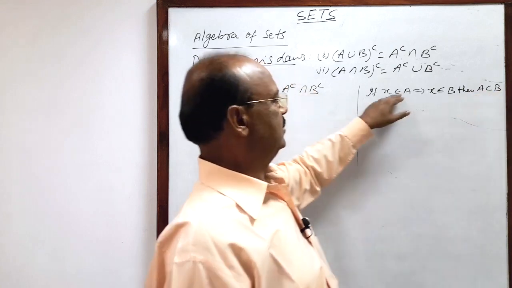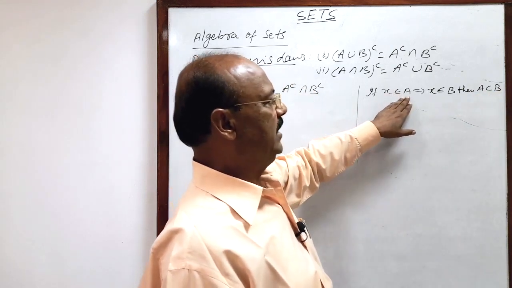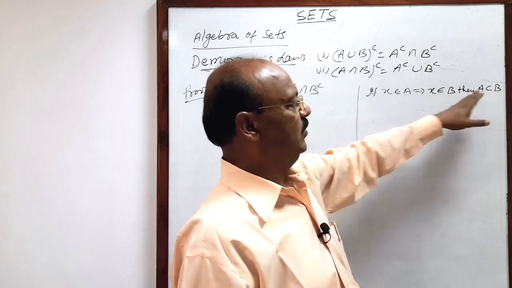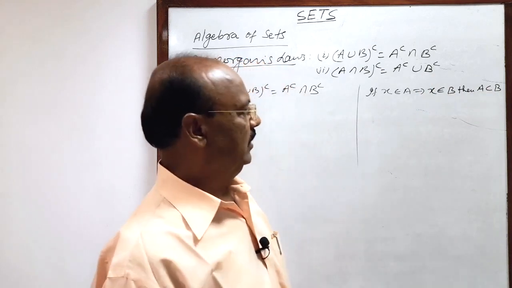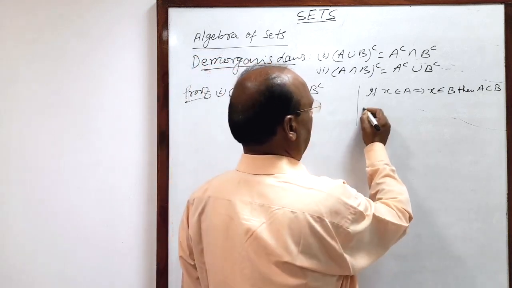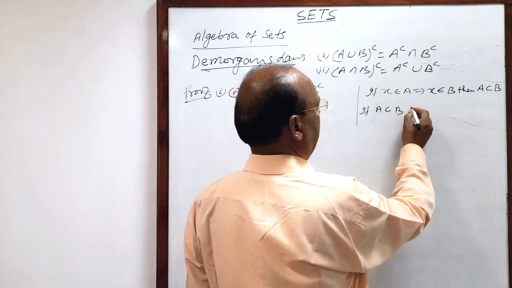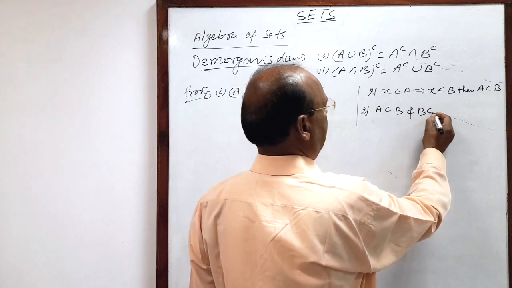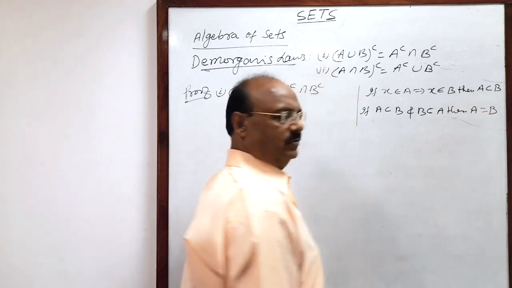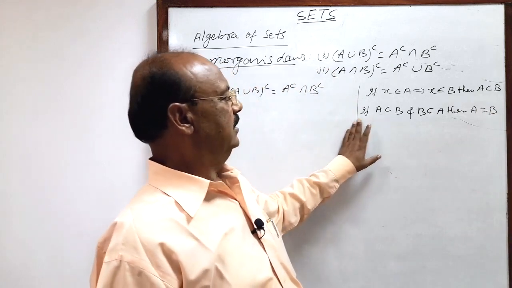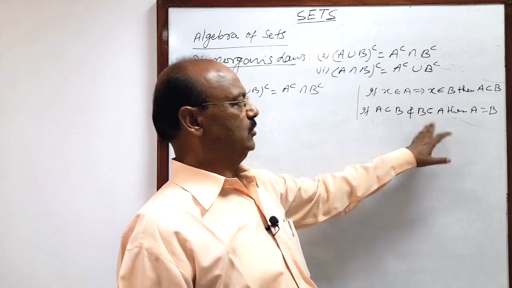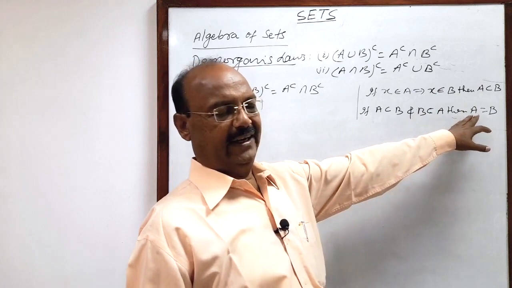The same statement is here also. If X is any element in set A and it implies that this element X belongs to set B, then A is a subset of set B. This property we will use here. And another property which we will use: if A is a subset of B and B is a subset of A, then set A is equal to set B. If set A is a subset of set B and again B is a subset of set A, this is possible only when these two sets A and B are equal.